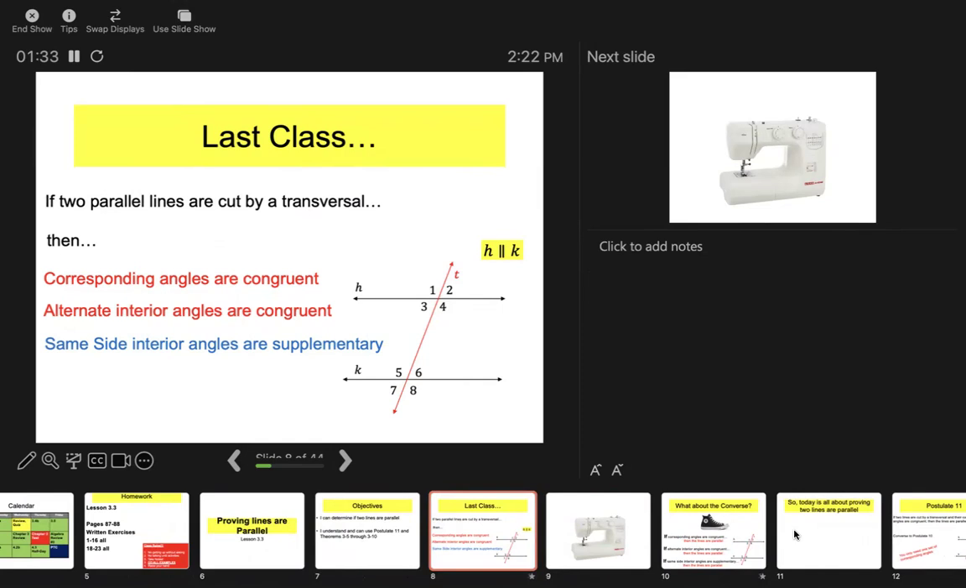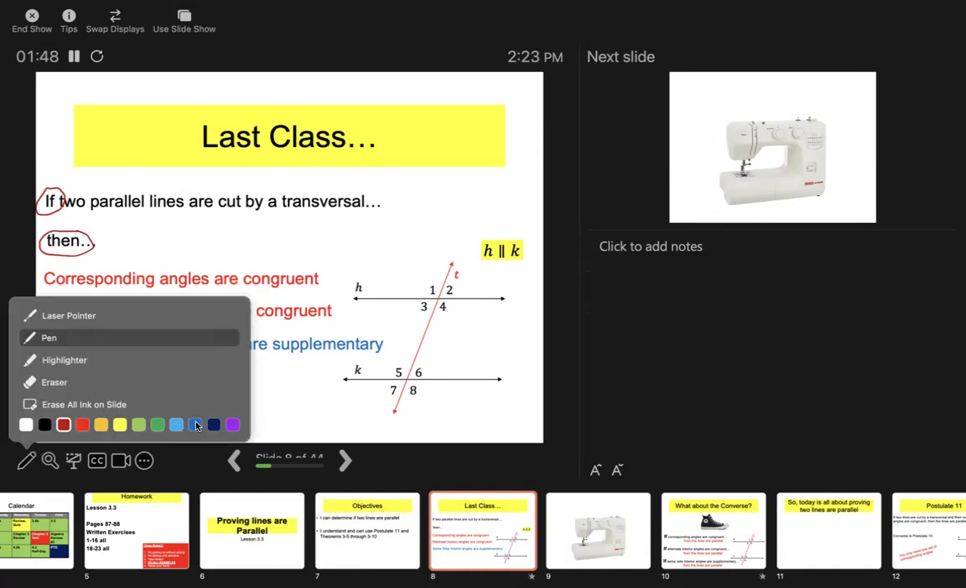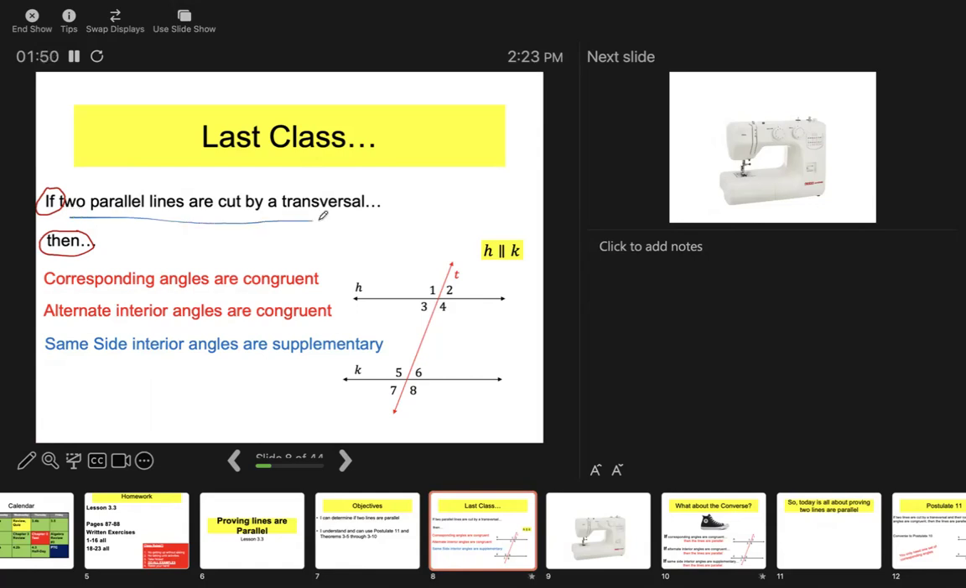So let's see, what would be the converse? The converse is when I leave the words if and then in the same place. So I take the word if right here, and I take the word then right here, leave those in place, and I swap everything else. In other words, I'm going to swap this statement and these 3 statements down here.